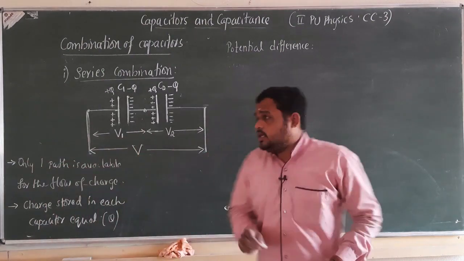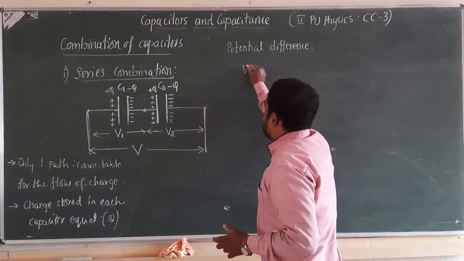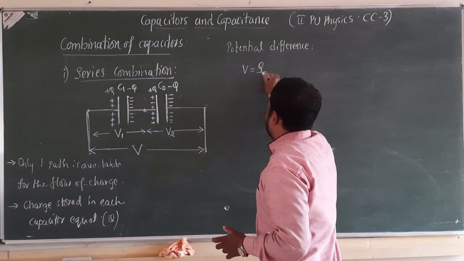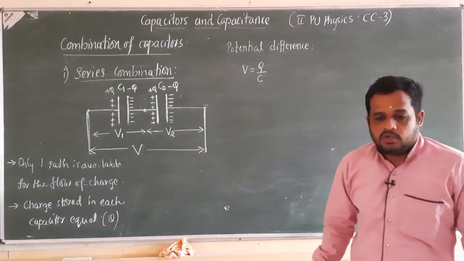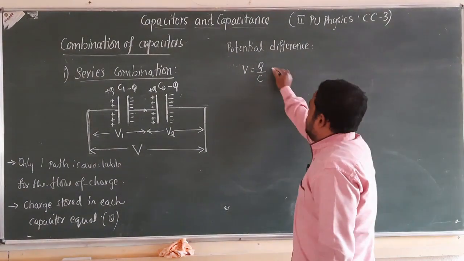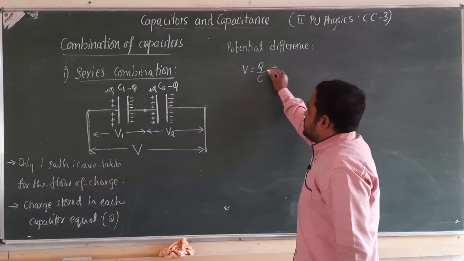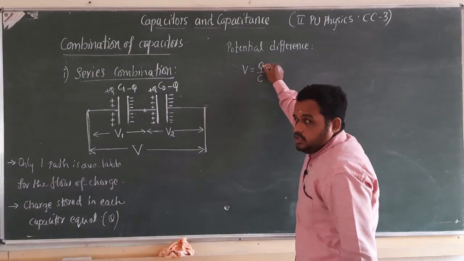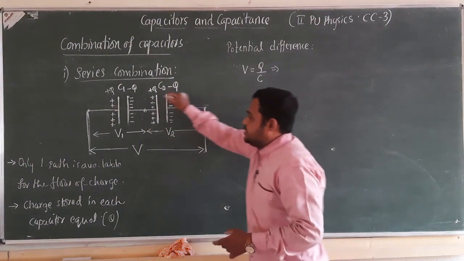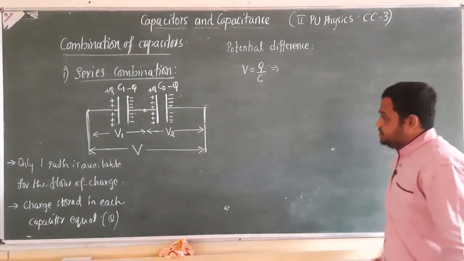Now, in case of a capacitor, we know that potential V is given by Q divided by C. Q divided by C. Now, in case of series combination, Q is the same. In all the capacitors, the amount of charge stored will be the same.